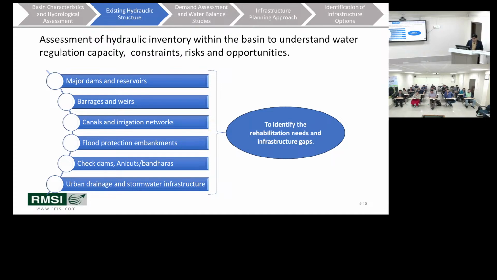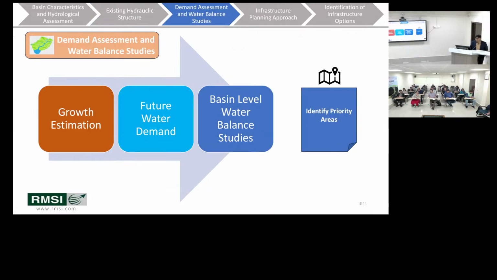Then what type of structure are you planning to design? Identify the rehabilitation needs for infrastructure gaps in major dams, barrages, canals, irrigation channels, then flood protection embankments, dams, anicuts, urban drainage, stormwater drainage infrastructure. For all these components you have different sets of guidelines, so I will be touching on them.